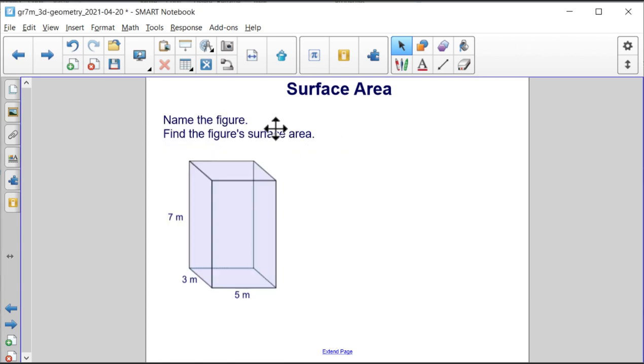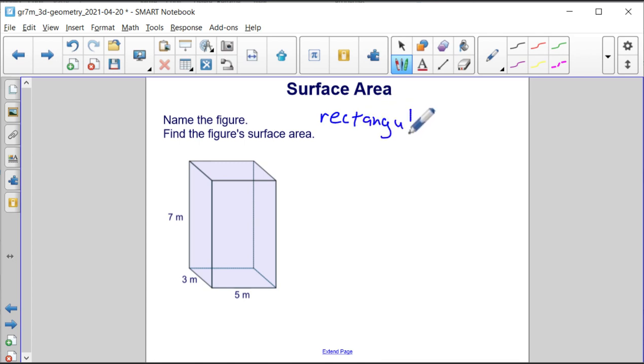Let's try another. Let's name the figure and then find the figure's surface area. Well, what we have here is a rectangular prism, and that tells us that our bases are indeed rectangles. And then we can find the surface area of this figure by determining what each area is and then adding them all up. So let's start by finding the top and bottom areas. Let's call 5 meters our length and 3 meters our width, and we'll call 7 meters our height.